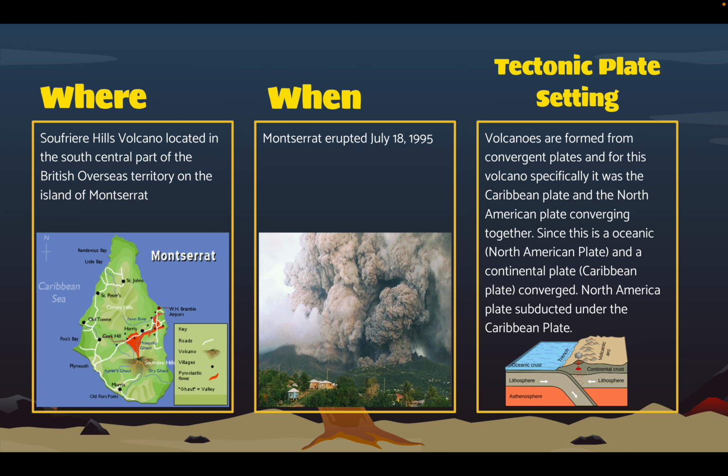If you look at this image, this was taken a few hours, I believe, after the eruption. It explains what we discussed in class of how a converging oceanic and continental plate looks. You can see the oceanic crust here, the North American plate, subducting underneath.